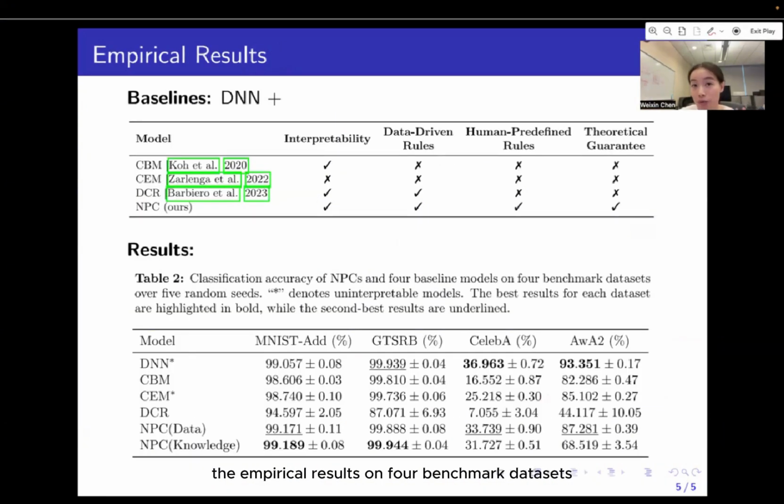The empirical results on four benchmark datasets show that NPCs strike a balance between interpretability and performance, achieving results competitive even with those of end-to-end black box models while providing enhanced interpretability.